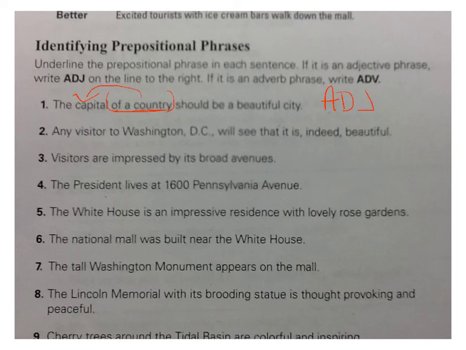Now let's take a look at number 3, by its broad avenues. Here's a prepositional phrase, and it's modifying something in the sentence. This is acting like a single part of speech. What is by its broad avenues? Well, the word impressed is a verb, so that would make this prepositional phrase an adverbial prepositional phrase. Go ahead, finish this exercise, and I'm going to move on to the next one.